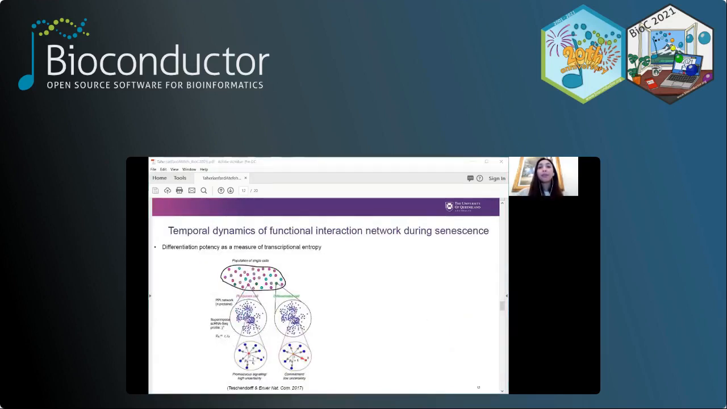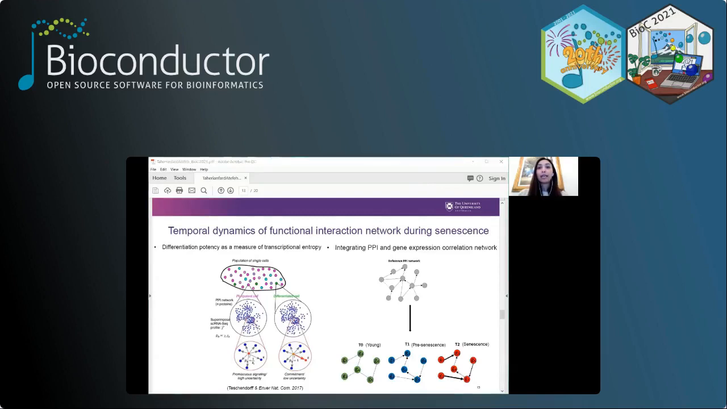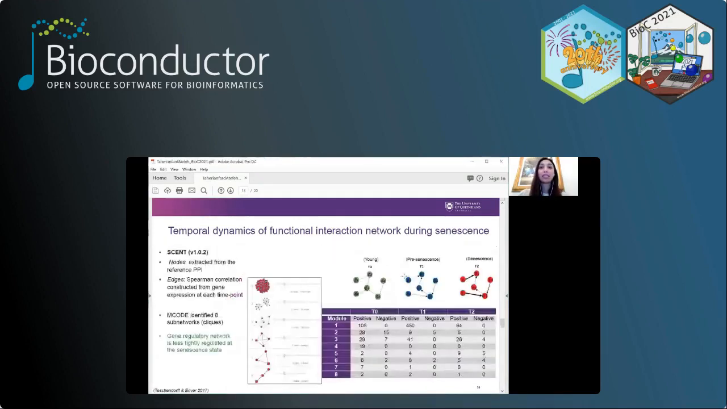Next, we used the SCENT package to identify the differentiation potency of cells at different stages of senescence, which essentially scores cells with a Shannon entropy index based on the connectivity of genes in the protein-protein interaction network, which I'm not showing the result of here. But what we were mainly interested in was to understand the changes in gene regulatory network at different stages of the senescence process. So we extracted the connectivity matrix and the gene-gene interaction network from our data set, and then computed the Spearman correlation between gene pairs at each time point.